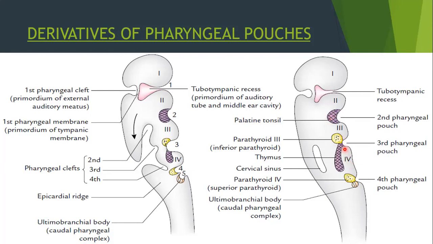Then the third pouch has two components, a cranial and a caudal. The cranial component will form your inferior parathyroid, and your caudal will form your thymus. Also, the same for the fourth pharyngeal pouch. Your cranial will form your superior parathyroid, your caudal will form the ultimobranchial body. The cells here are neural crest in origin, okay? They are neural crest cells, which later migrate to the thyroid and give rise to the parafollicular cells. Please remember this: from the third, parathyroid 3 is inferior parathyroid, parathyroid 4 is superior parathyroid. Please remember that point.